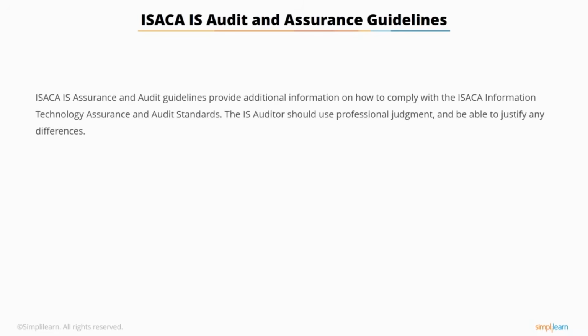ISACA IS Assurance Audit Guidelines provide additional information on how to comply with ISACA Information Technology Assurance and Audit Standards. The information systems auditor should use professional judgment, which means sometimes you may differ from the standards, but you need to be able to justify any difference.